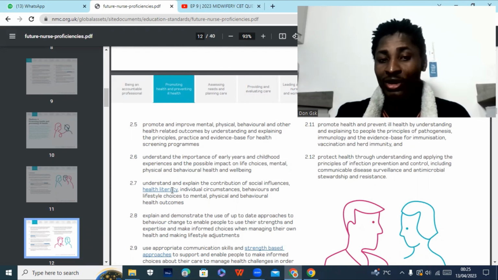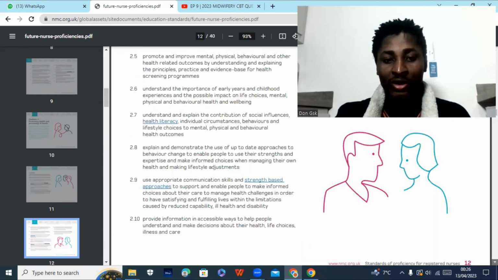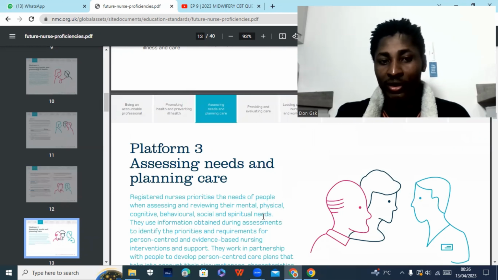Health literacy. What it basically means is having knowledge about health and its information, and using that information to make health-related decisions. So being able to maybe read and write, get access to health-related information, and based on that information, you can make a decision about your own health and all that. So that is what health literacy is about. There's another aspect which talks about health economics. So just look for that one also. So it goes on and on. We have platform 3.